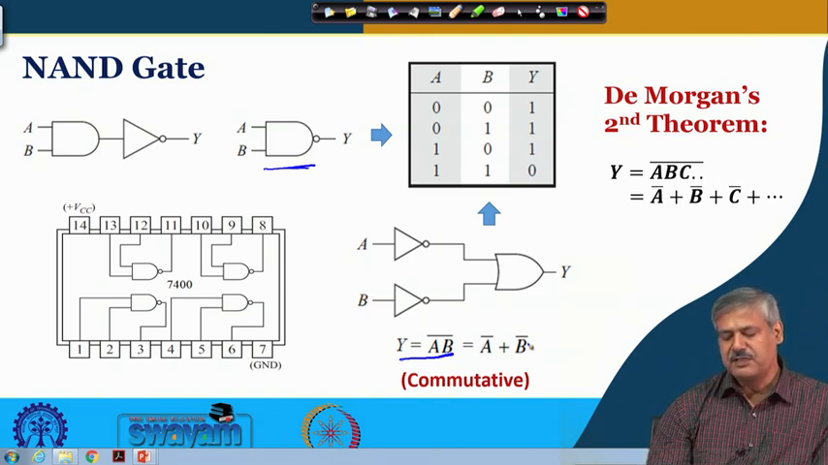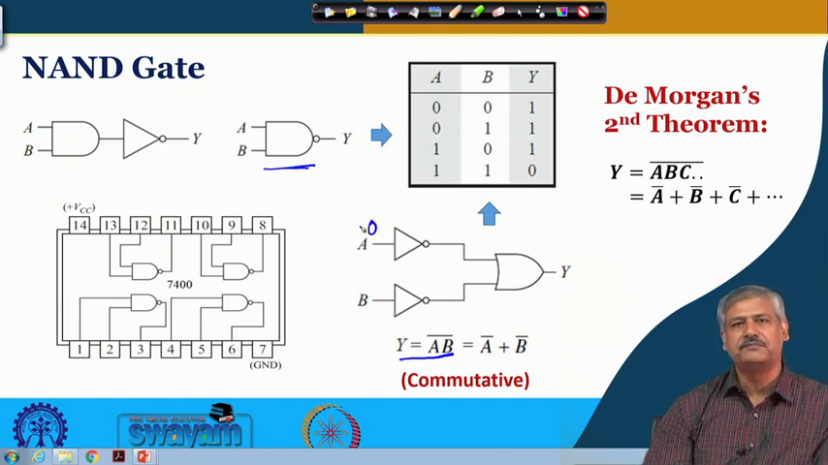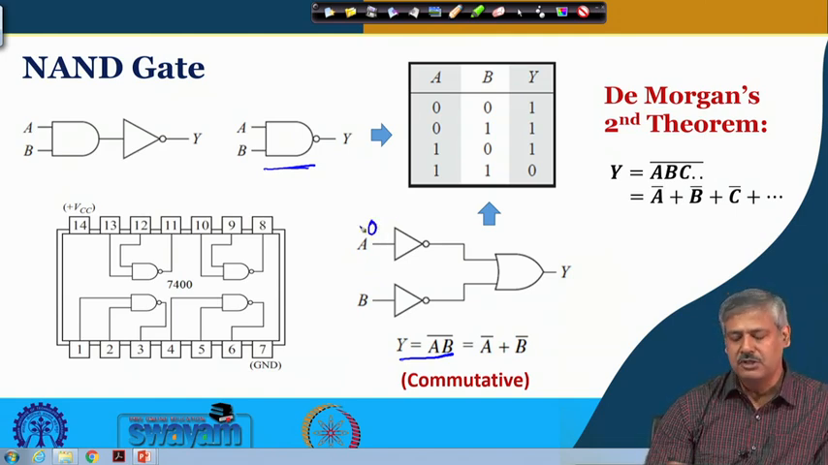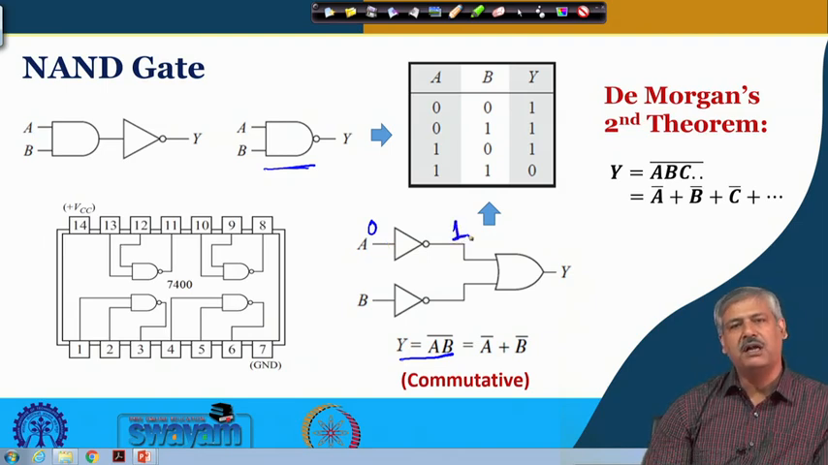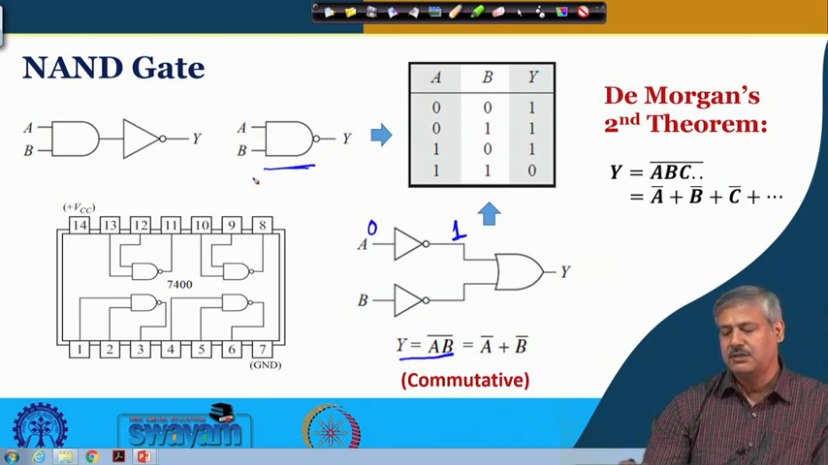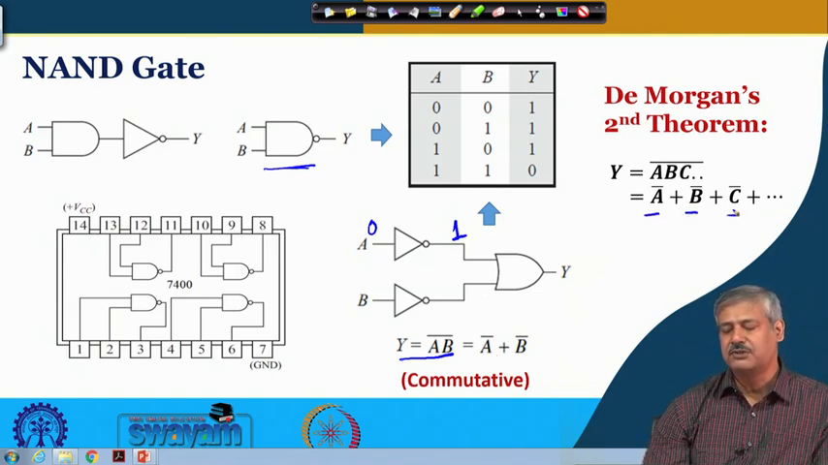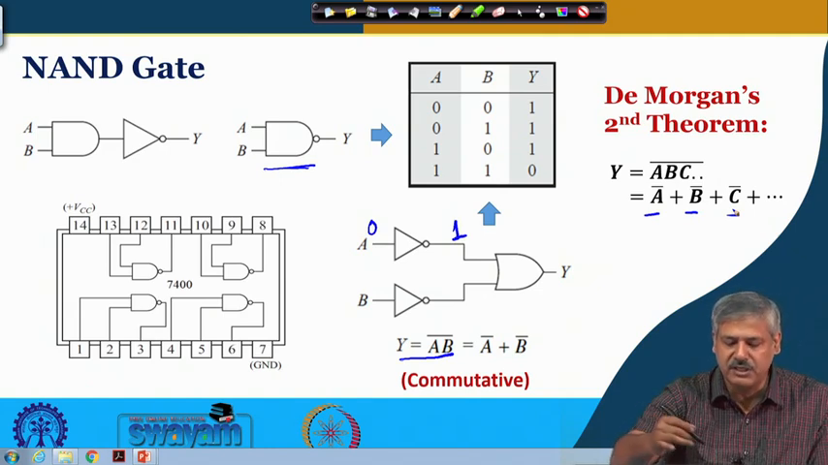So A bar plus B bar, how is it done? Just consider any one of the inputs as 0, this is symmetric, so it will do. Then this output is 1. For the OR gate, 1 is the forcing input, so if the OR gate input is 1, the output will be 1. That is what is happening here, and if you extend it to more variables like A, B, C, the expanded version will be A bar plus B bar plus C bar, and so on. That gives you De Morgan's second theorem, which is also very useful, which we shall discuss more later on.